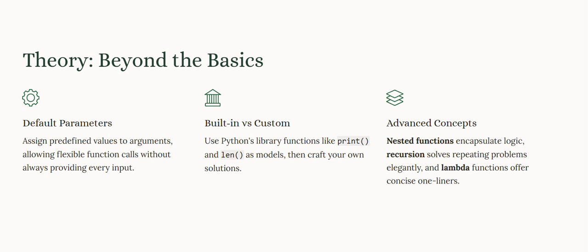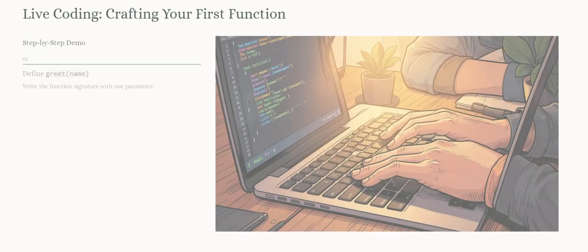In advanced concepts, nested functions encapsulate logic, recursion solves repeating problems elegantly, and lambda functions offer concise one-liners. So here are some advanced functions after these basic functions. We have some advanced functions like recursion, lambda and all, that are more concise and one-liners.